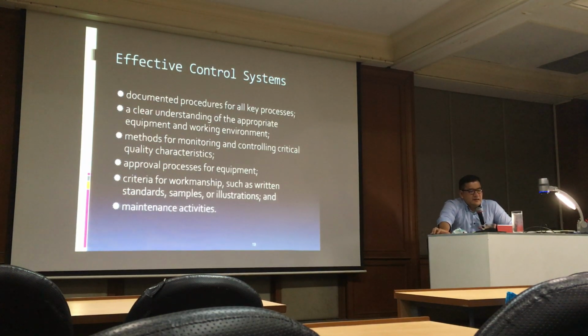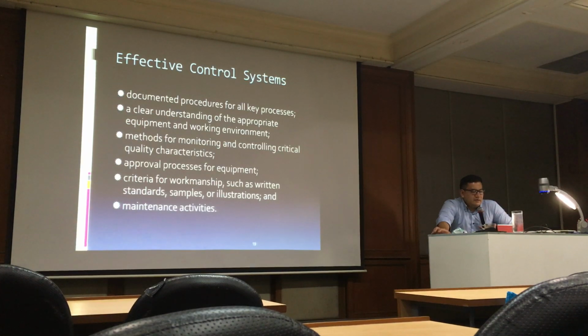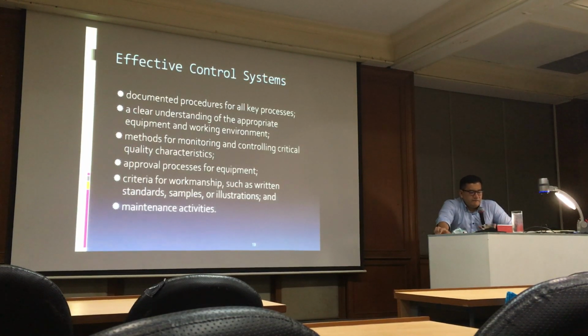activities, the documents of the procedure of all key processes, understanding how to use the equipment and the work environment, methods to monitor, and also approval for using the equipment, criteria such as the written standard and also the maintenance activities. This is an effective list of a control system. Okay, so for the first 15 to 20 minutes right now, I just told you about the importance of the management of the process.